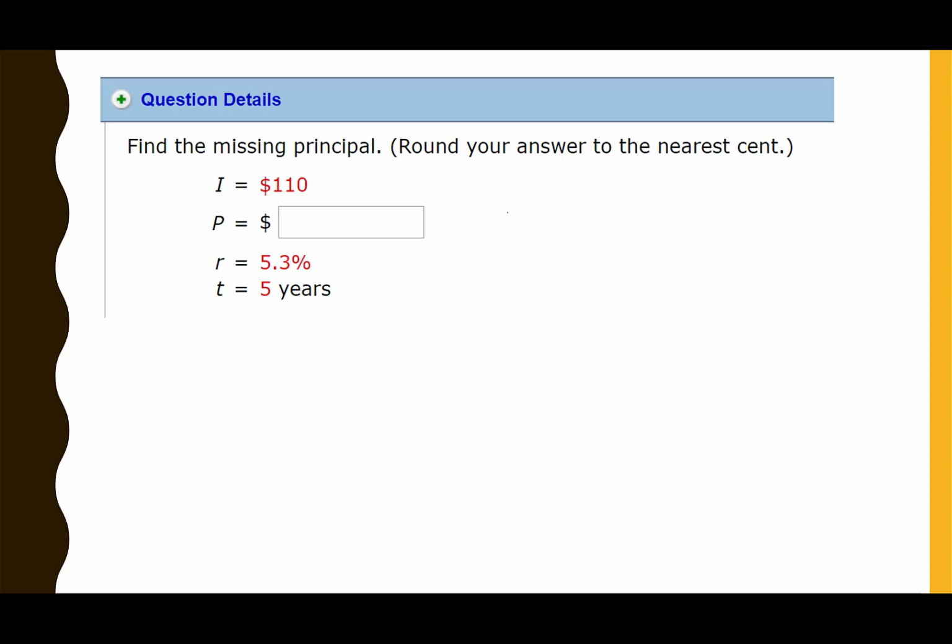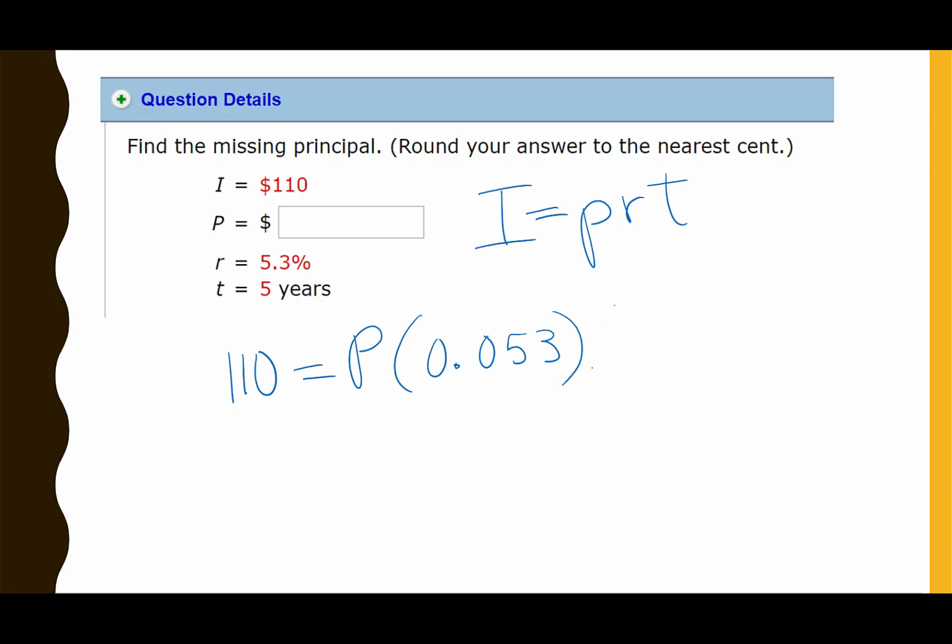The simple interest formula that we talked about in class is interest equals principal times rate times t. In this problem we have I equals 110, so we'll go ahead and substitute that into the formula. P is unknown, so I'll leave it as a capital P. The rate is 5.3%, but remember what we have to do with rate. We've switched the percent to a decimal, and then t is 5. And now we'll just solve for P.